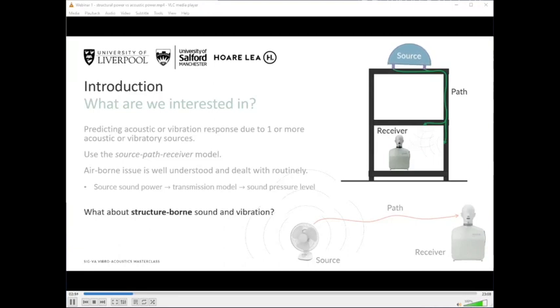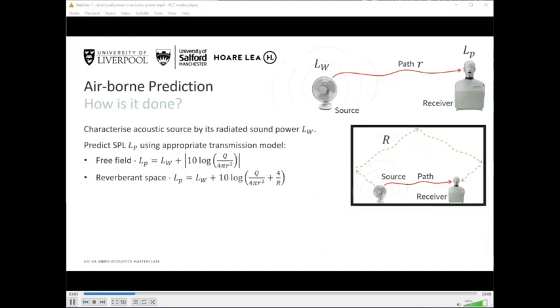Now, before we attempt to understand the structure-borne problem, we need to consider the airborne problem in a little bit more detail. So how do we treat the airborne problem? The first step is to characterize the acoustic strength of the source. And we do this using a quantity that's known as its sound power. We then formulate a transmission model that relates the sound power to the sound pressure level in some space.